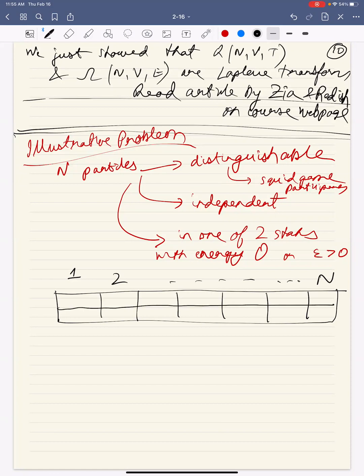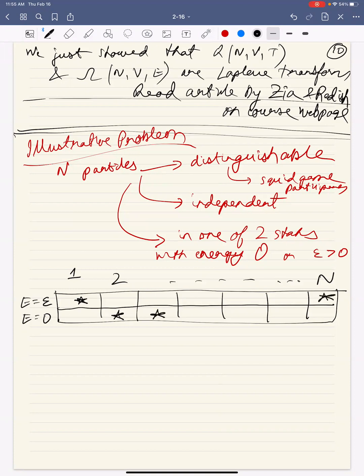And this is when the energy is equal to 0. This is when the energy is equal to epsilon. And I will denote every particle with a little star, okay? So this one, let's say it can be in higher energy state. Maybe this one can be in lower energy state. Maybe this one is lower energy state. This one is high energy state.